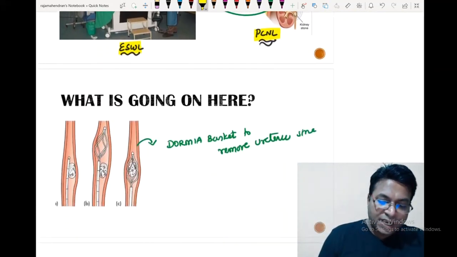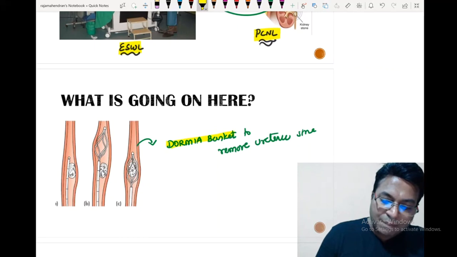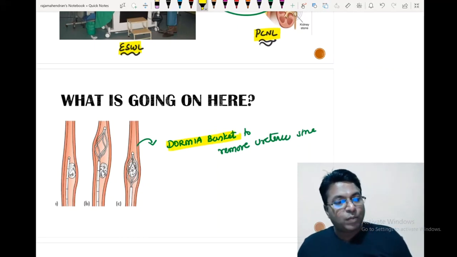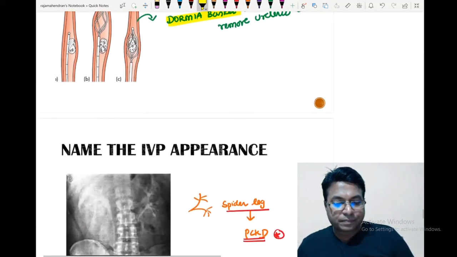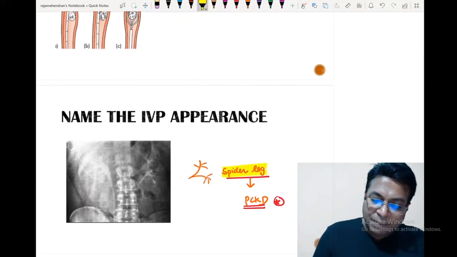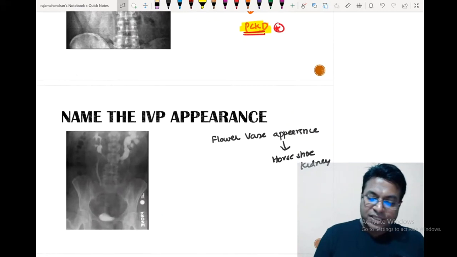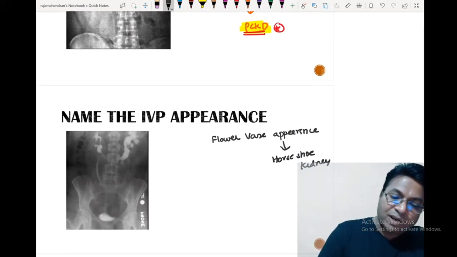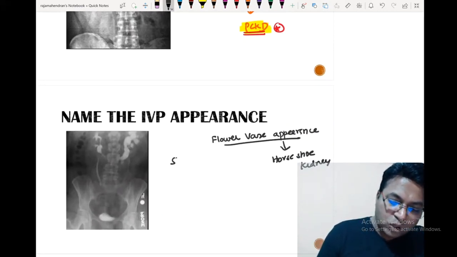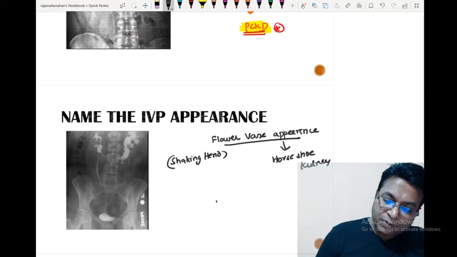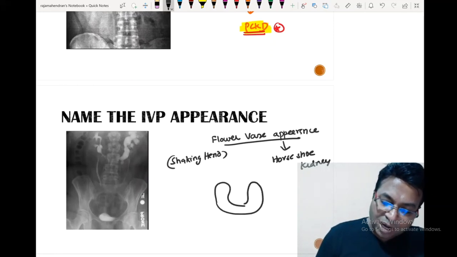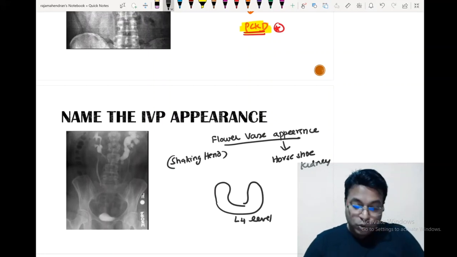In a ureteric stone we are removing it by Dormia basket. This is a ureteric stone removed by Dormia basket. This is the spider-leg appearance seen in polycystic kidney disease. And this is the shaking hand appearance or flower vase appearance. Some people call it shaking hand, but the ideal term is flower vase-like appearance, seen in horseshoe kidney. The fusion of the kidney is seen at the L4 vertebral level.